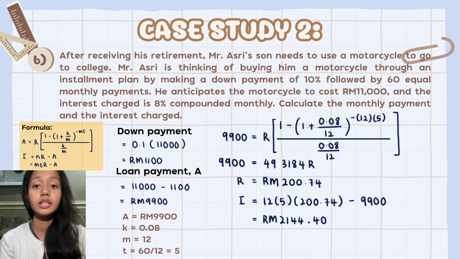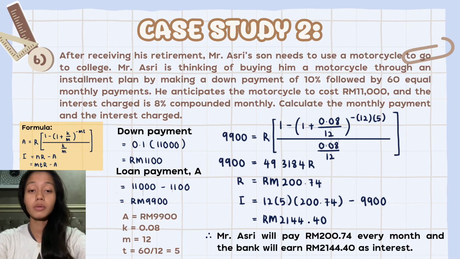After that, calculate the total interest charge. Total paid over 5 years equals 60 multiplied by 200 ringgit 74 cents equals 12,044 ringgit 40 cents. Interest equals total paid minus loan amount equals 12,044 ringgit 40 cents minus 9,900 equals 2,144 ringgit 40 cents. In conclusion, by using the installment method with 8% interest compounded monthly, Mr. Asri will pay 200 ringgit 74 cents every month, and the bank will earn 2,144 ringgit 40 cents in interest.